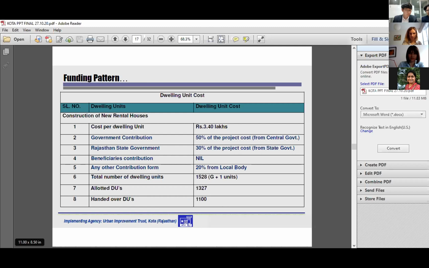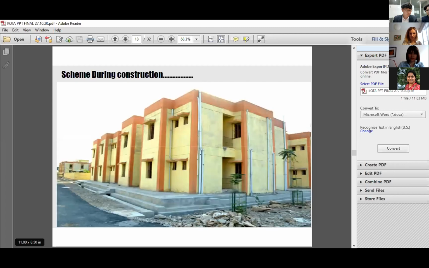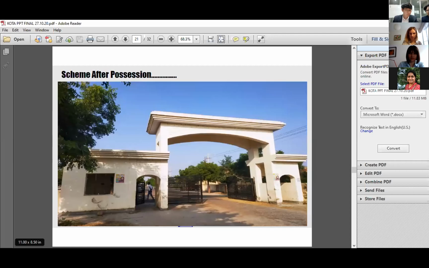Just to show some, the allotment of these houses has been made, and these houses were handed over last year in the month of July. And these are the photographs of the scheme during construction. Now, these are the photographs after completion of the scheme.